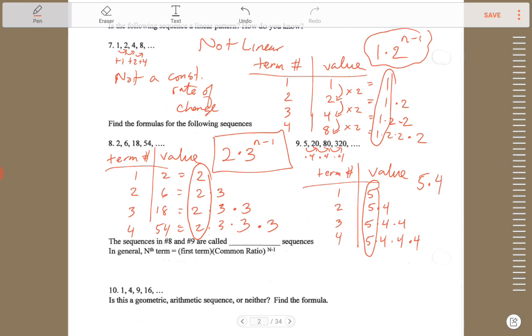Notice how many 4's you have. In the second term, there's only 1 4. In the third term, there are only 2 4's. In the fourth term, there are only 3 4's. So you always have 1 fewer 4 than the actual term number. So the idea here is that when we have repeated multiplication, we call these geometric sequences. Geometric sequences is the idea that you have repeated multiplication.